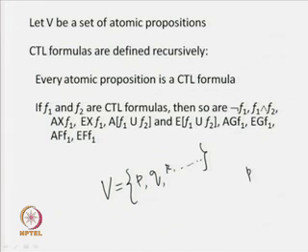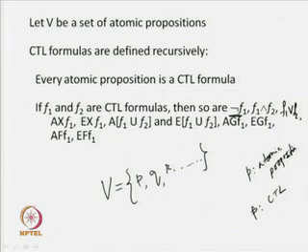So, if P is an atomic proposition, in this case we will say that P is also a CTL formula. For all atomic propositions we get CTL formulas. Now, consider that we have two CTL formulas F1 and F2, because recursively we are going to define it. So, if we have two CTL formulas F1 and F2, then we say that not F1 is also a CTL formula, F1 and F2 is also a CTL formula. Similarly, F1 or F2 is also a CTL formula.